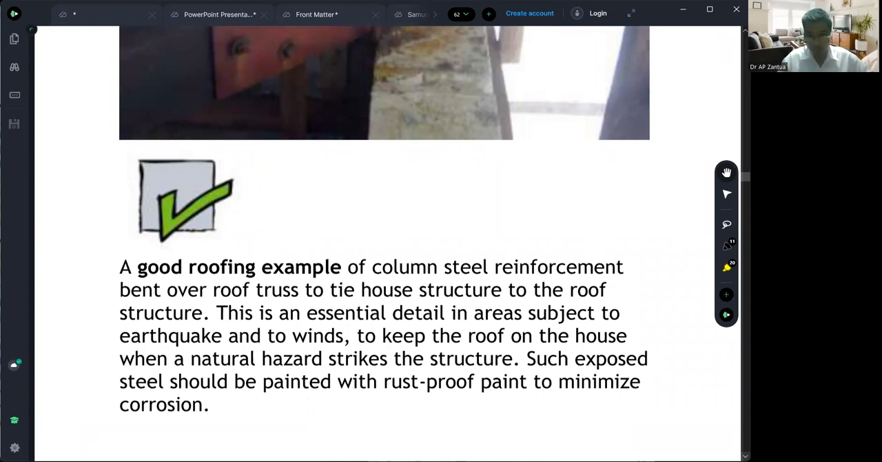This is an essential detail in areas subject to earthquakes and typhoons, to keep the roof on the house when a natural hazard strikes the structure. Such exposed steel should be painted, so that's what I said. Use rust-proof paint to minimize corrosion.